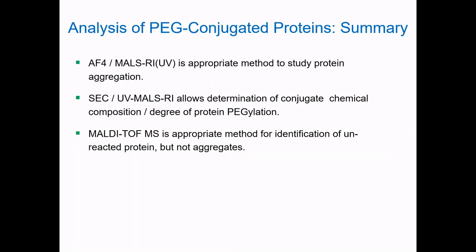In conclusion, this work reveals that AF4 coupled to a multi-detection system is an appropriate technique not only to study protein aggregation, but also to determine the degree of protein pegylation. Multi-top mass spectrometry is appropriate for identification of unreacted protein, but not for studying the aggregates.